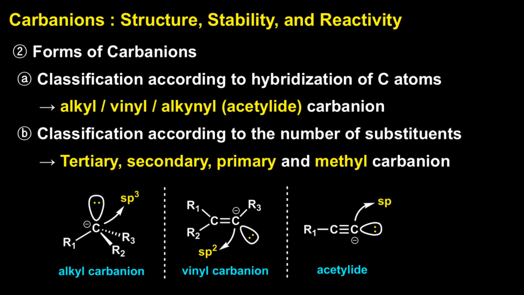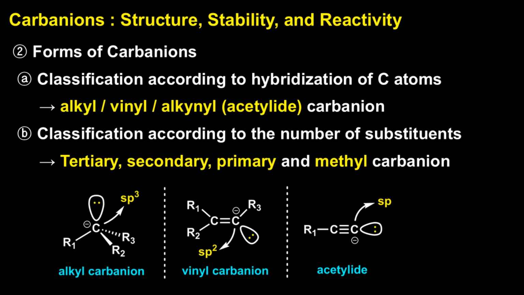Now, carbanions can also be classified by how many alkyl groups are attached. A methyl carbanion has none. Primary means 1 group, secondary has 2, and tertiary has 3. These structural differences don't just change how carbanions look, they also affect how reactive and how stable they are. And that brings us to the next part.